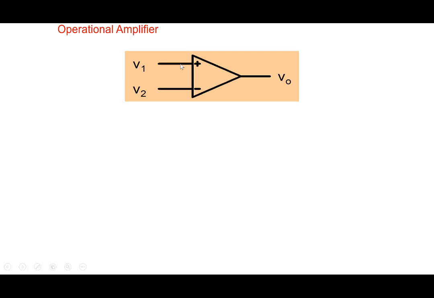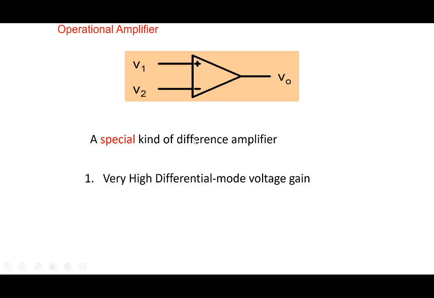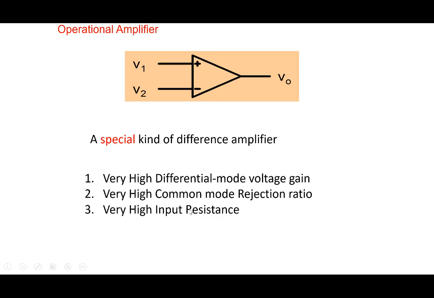So an operational amplifier is a special kind of difference amplifier. What is special about it is that it has a very high differential mode gain, and it has a very high common mode rejection ratio. It has very high input resistance.